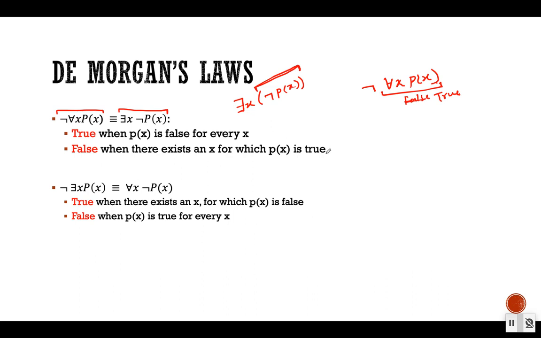So this means actually like this one. But this becomes false when there exists an x for which p(x) is true. So for the existential quantifier, the negation of the existential quantifier will become true when there exists an x for which p(x) is false, and it will become false when p(x) is true for every x.